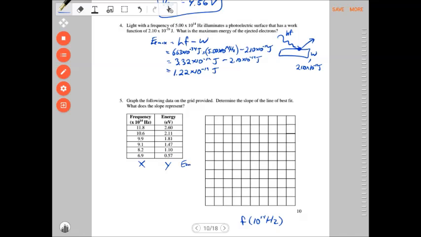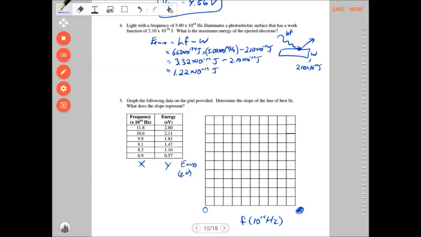Energy, that's in electron volts. Let's have a quick look at what our scale is going to be. 0, 1, 2, 3, 4, 5, 6, 7, 8, 9, 10. So it goes up to 10, just like it says here. And we only need the frequency to go up to 11.8. That's kind of problematic, so cross that off. We usually want to start at 0, and it's not a huge deal if we don't, but just bear with me.